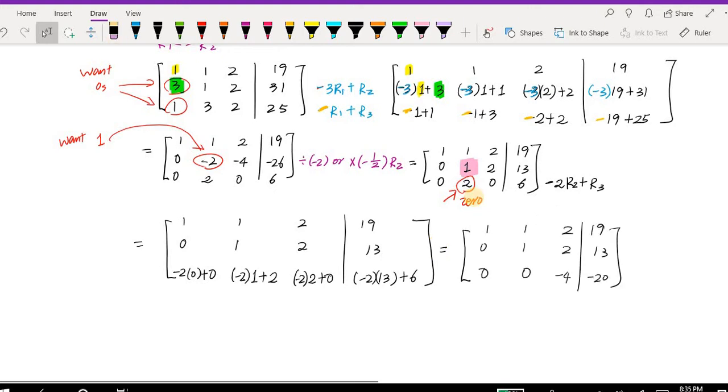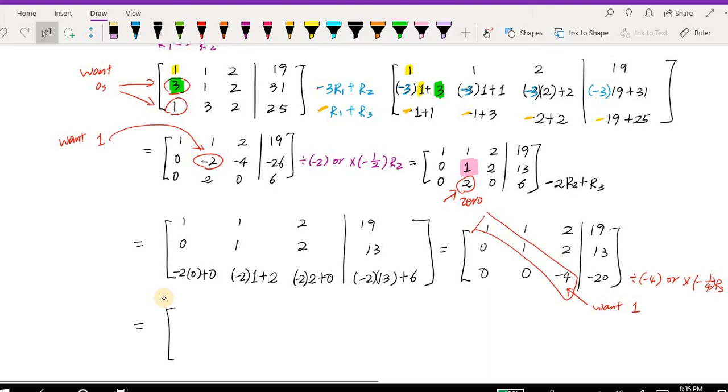Okay? Now we're getting closer. Remember, your goal is the diagonal, which is right here. We want all of this to be 1. Now we only have one missing. We want this to be 1. Like I said, now it's become very easy, because if we have negative 4, all you have to do is divide by negative 4, or we can multiply by negative 1/4. Either way is fine. You get exactly the same answer.